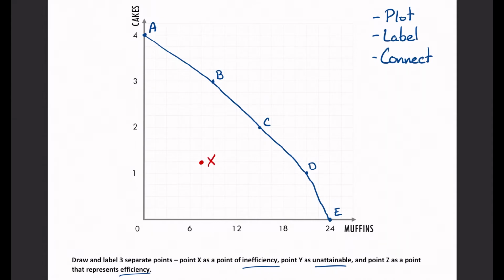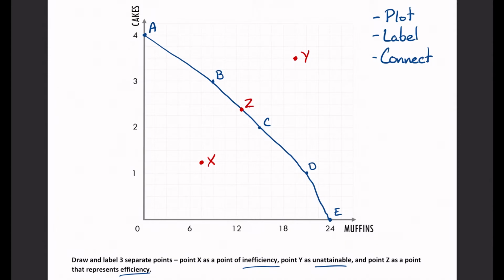Now, what is something that's unattainable, something we can't achieve? Well, if along the line represents us being fully efficient, using all of our resources, anything out beyond our line out here would be point Y. It's something that's unattainable. We can't achieve it because we don't have enough resources to do so. And so then point Z represents a point, which could just be right in here. It represents a point that is us being fully efficient with our resources.